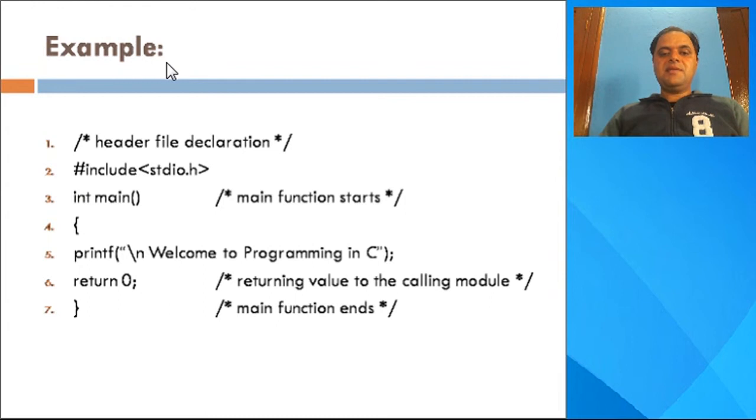An example of a C program. This is the comment section, or we can say header file declaration. This is for documentation and has nothing to do with the compilation of the program. We write /* and close it with */, and anything written between these symbols is called a comment section. This is the documentation of the program.